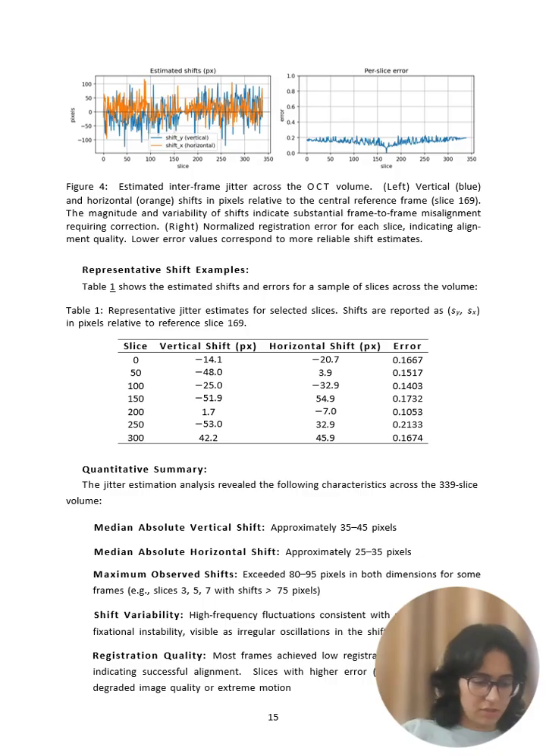The left image shows the shift in pixels with respect to x and y coordinates, and the right one shows the normalized registration error for each slice, indicating alignment quality. We realize that the normalized error per slice is quite low, lower than 0.2, and the median absolute vertical shift and horizontal shift are also under 50 pixels. Maximum observed shifts were, however, more than 95 pixels in both dimensions.